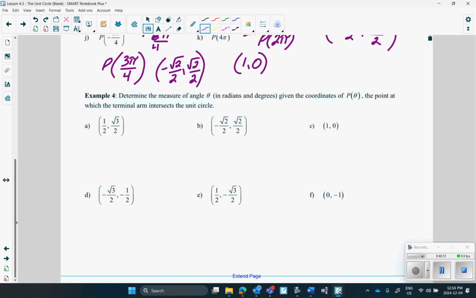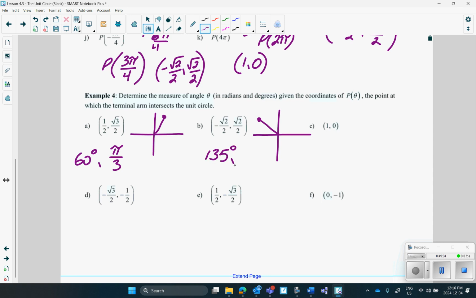1/2, root 3 over 2. So this is what, I think like this. 1/2 is the short, and then root 3 over 2 is the longer side, so it must be up here. 60 degrees, or in radians, pi over 3. This one goes straight in the middle in quadrant 2. 135, or whether it's the pi over 4 family, 3 pi over 4.